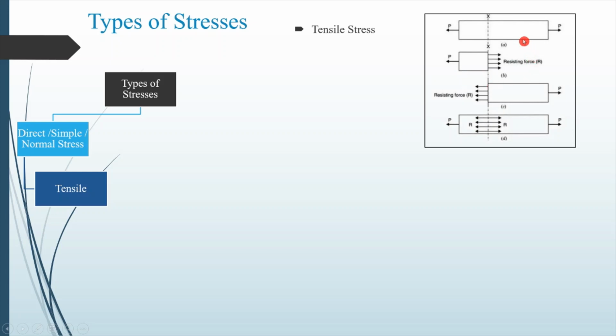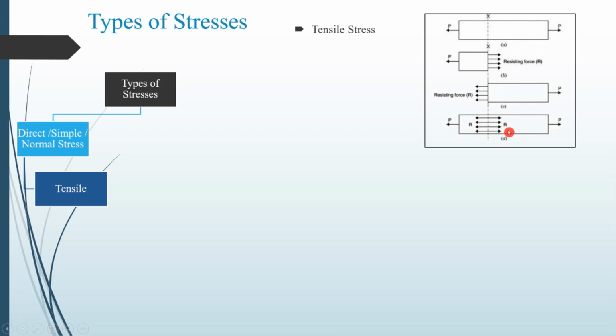Similar for the right hand side. So here also P force is acting on the body, and its result will be developed inside the body. So again it will be equal to R, and within elastic limit this P will be equal to R. So here is the diagram.